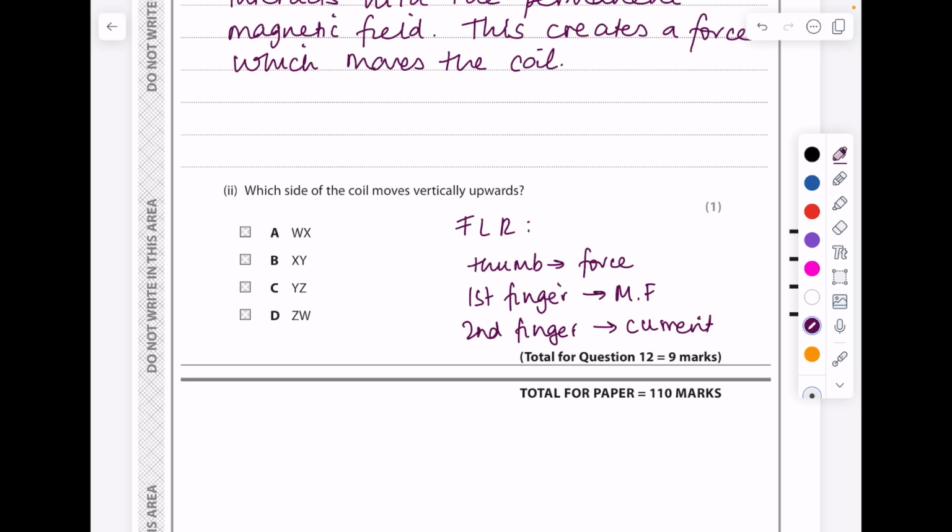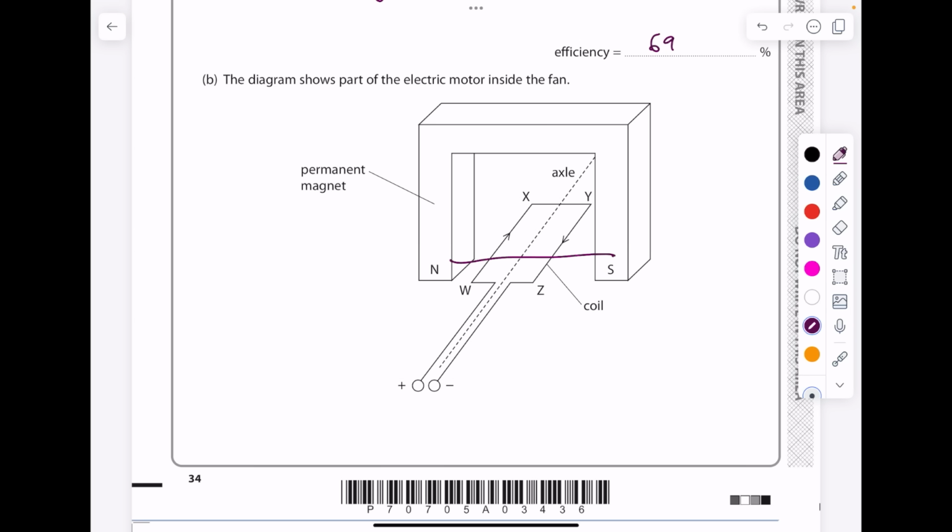So we need to line up our left hand with the various thumb and fingers so that the force, your thumb, is pointing up. So there's your magnetic field running north to south. So there's your first finger. If I look at this side of the coil, there's my current direction, which is actually pointing towards me. And actually what I find is that my thumb is pointing upwards, meaning that that side of the coil is moving upwards. So I know that it's YZ.